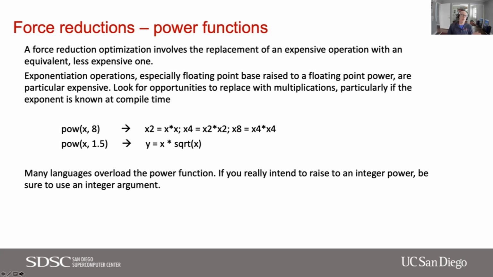Doesn't come up too often, but sometimes you'll have to raise bases to a fractional power, say like the 1.5 power. And if I could take pow(x, 1.5) and rewrite that as x times the square root of x, I'm going to get a lot better performance.